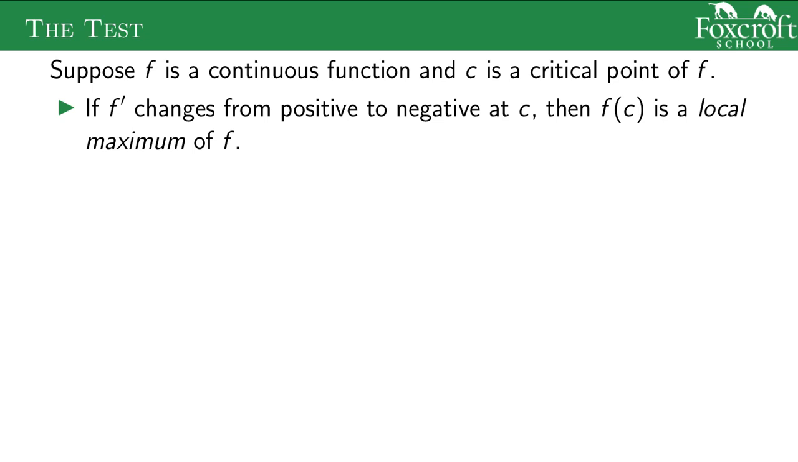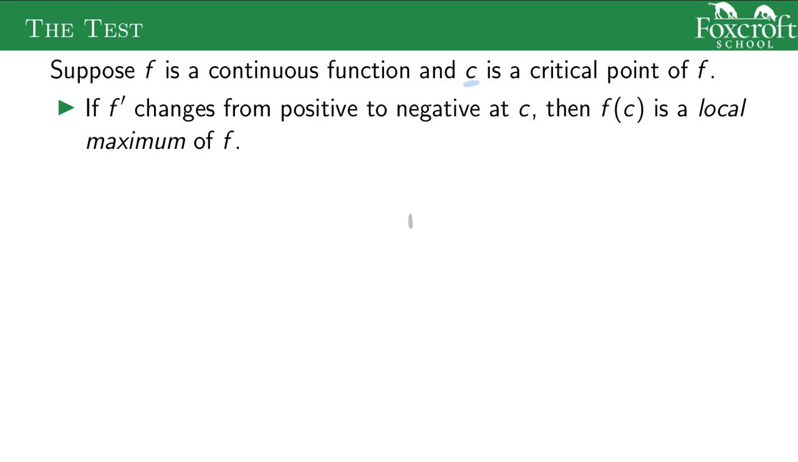Suppose we have a continuous function, and c is a critical point. Remember, critical points are when our derivative is zero, or the derivative is undefined. If f prime, the derivative, changes from positive to negative, then f of c is a local maximum. So let's see what happens.